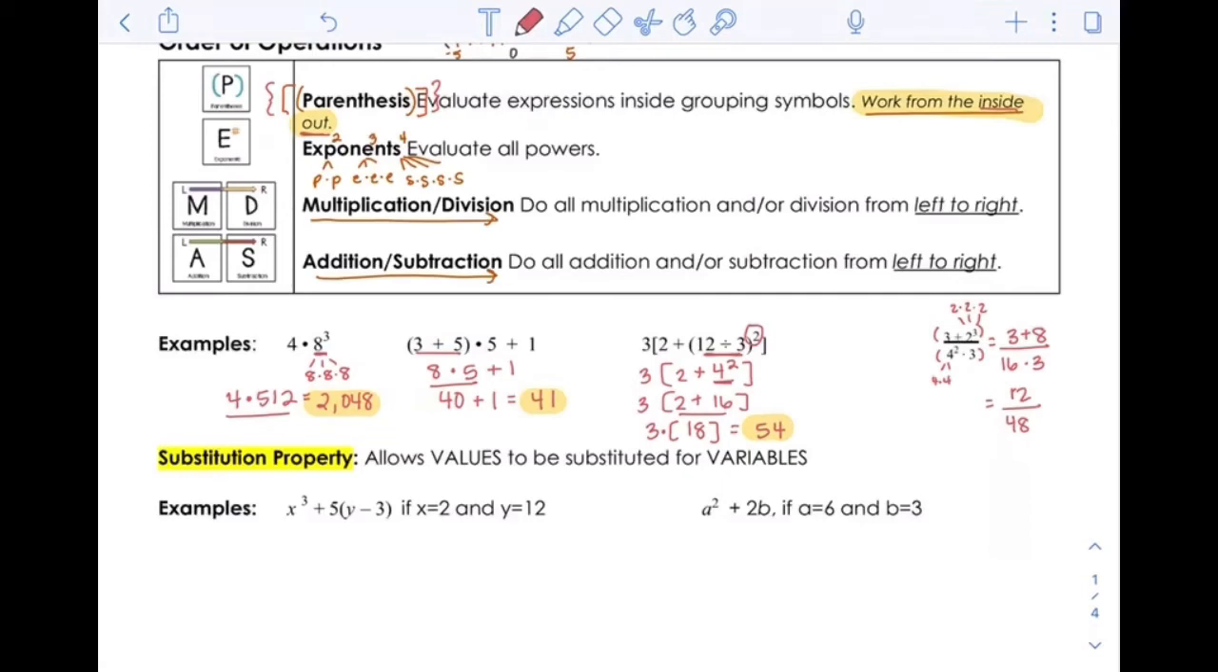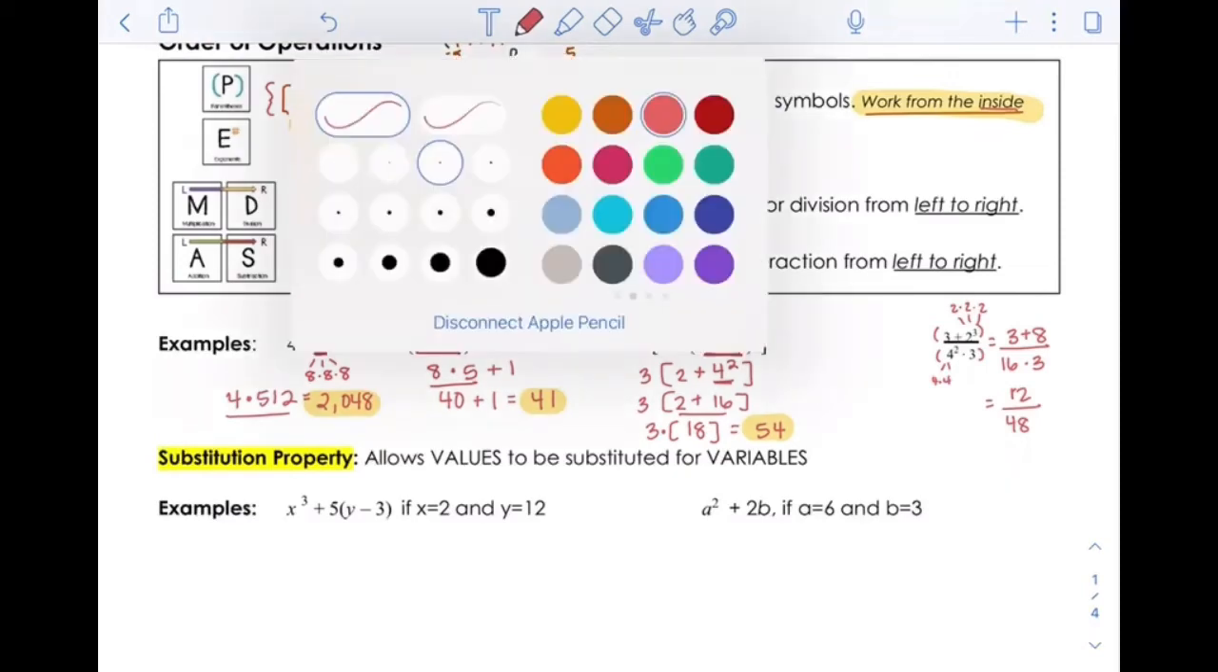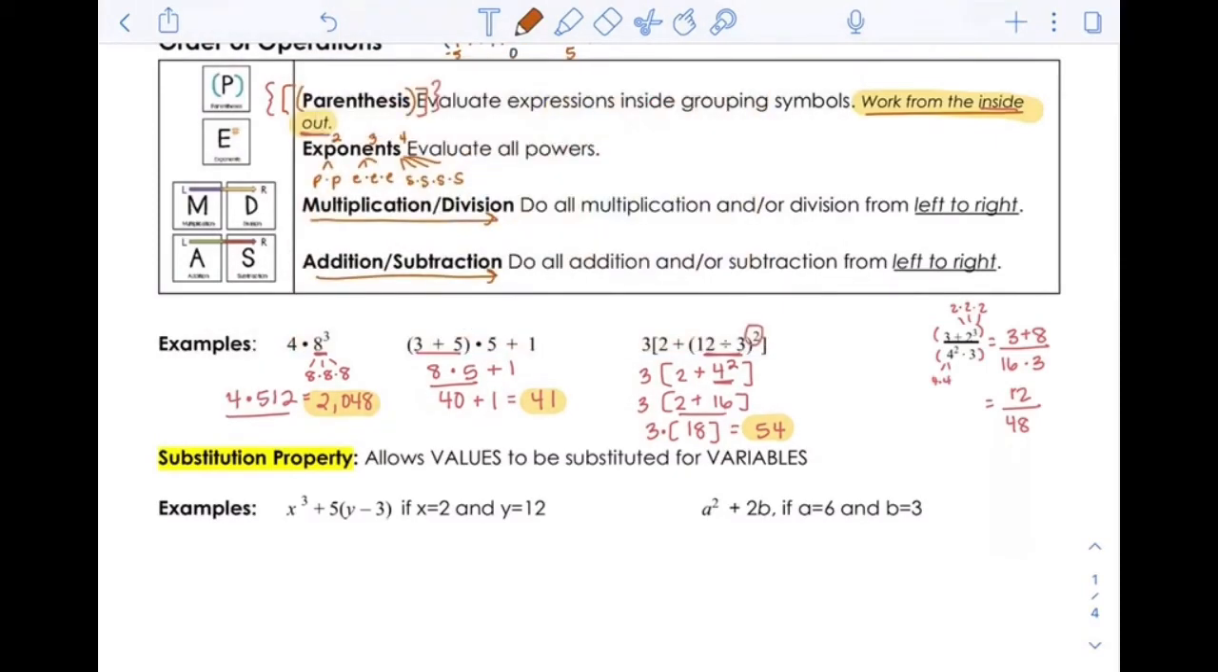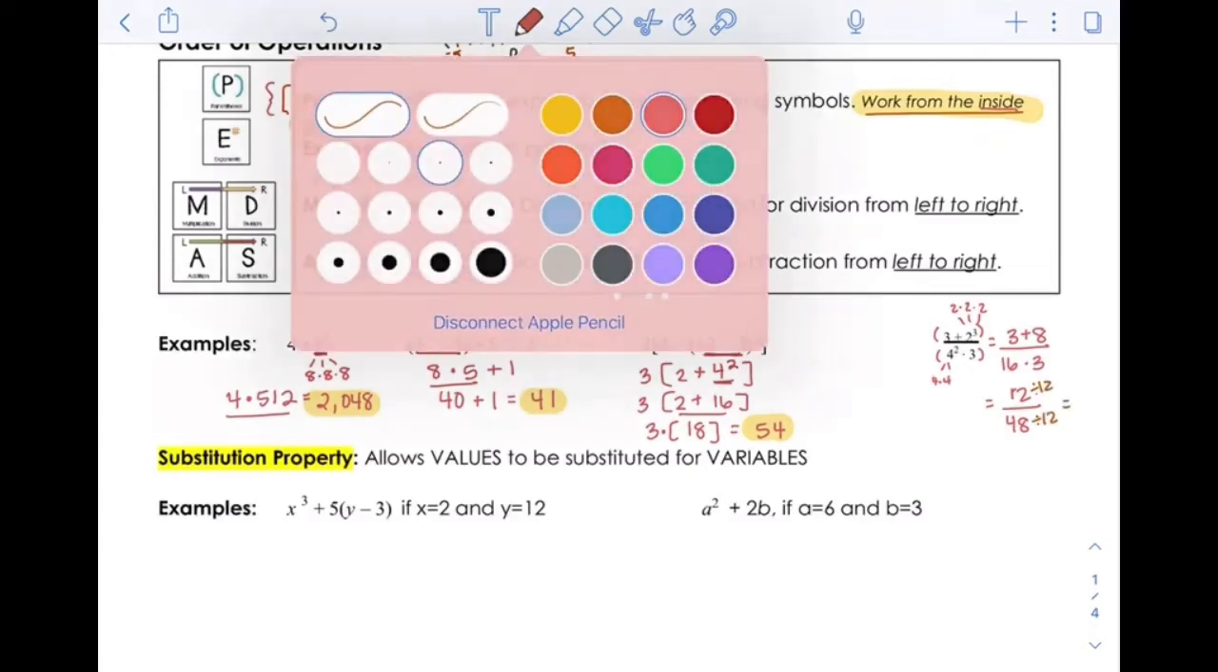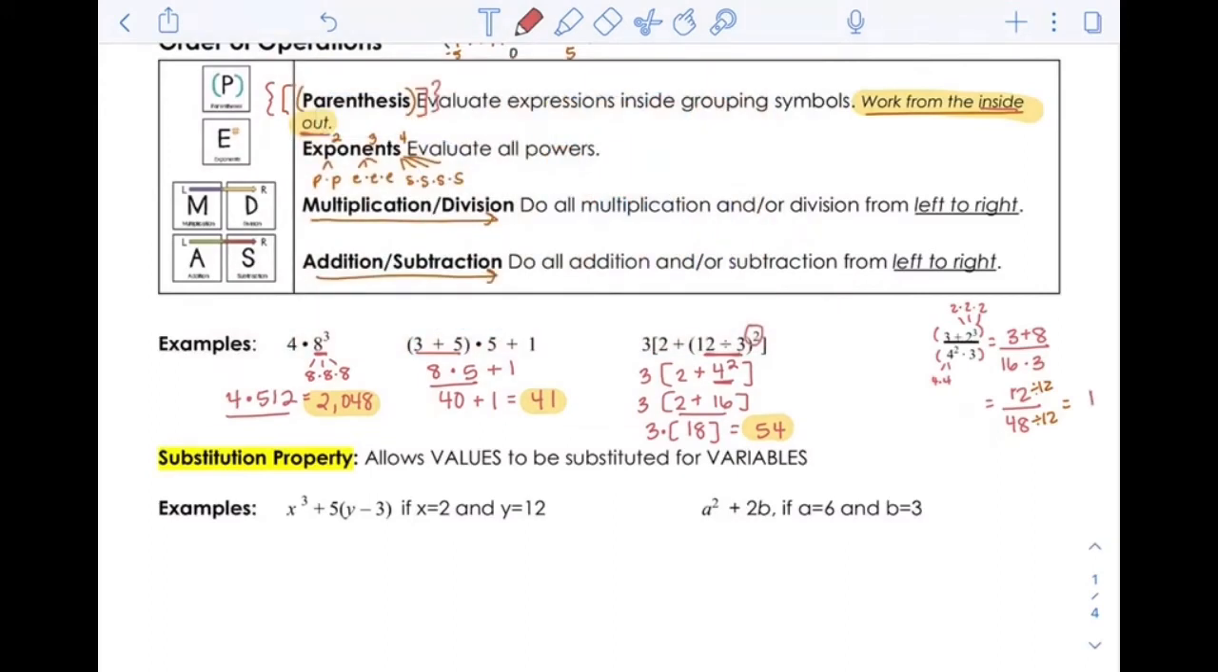Well, I know that 48 is divisible by 12, so I can divide both the top and the bottom by the number 12 to simplify this fraction. 12 divided by 12 is 1, and 48 divided by 12 is 4. So my final answer here is the fraction 1/4.